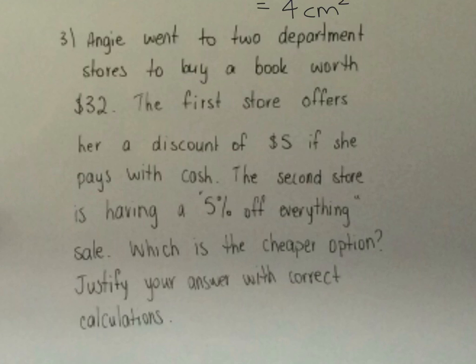So this question is asking us to compare 2 different methods of payment, determine which one we believe is the cheaper option, and then justify whichever choice we've made, showing calculations to back up our answer. If we identify the data that was given in the first part of the question, we started with a book worth $32, giving us the original price of the item. The first store is offering a cash discount of $5, meaning that we are simply required to take the original value of the item and subtract off the discount.